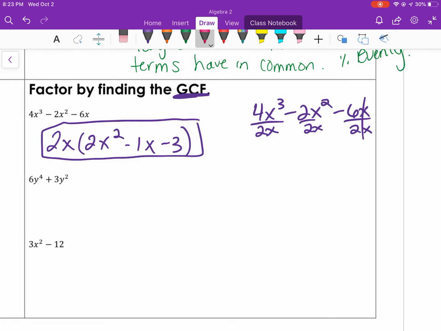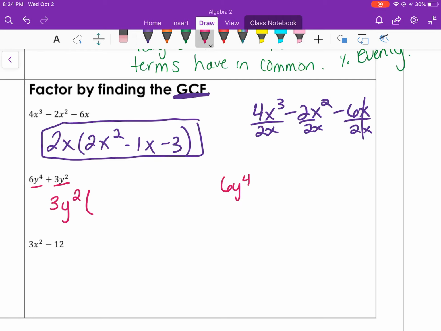For 6y to the 4th plus 3y squared, you can take out a 3 because that's the biggest number that both 6 and 3 are divisible by. And you can take out a y squared because the 3 has 2 y's, this one has 4, so the most you can take away is 2.